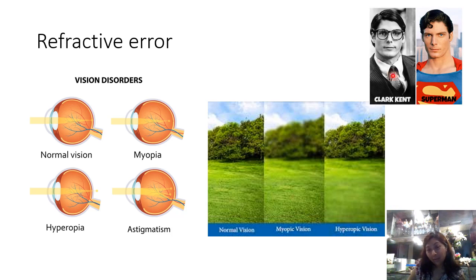And in order to fix refractive errors, basically you can wear glasses, because the glasses will help you to adjust how you see. And I know this is a very old school Superman, but Christopher Reeve is still my favorite Superman.